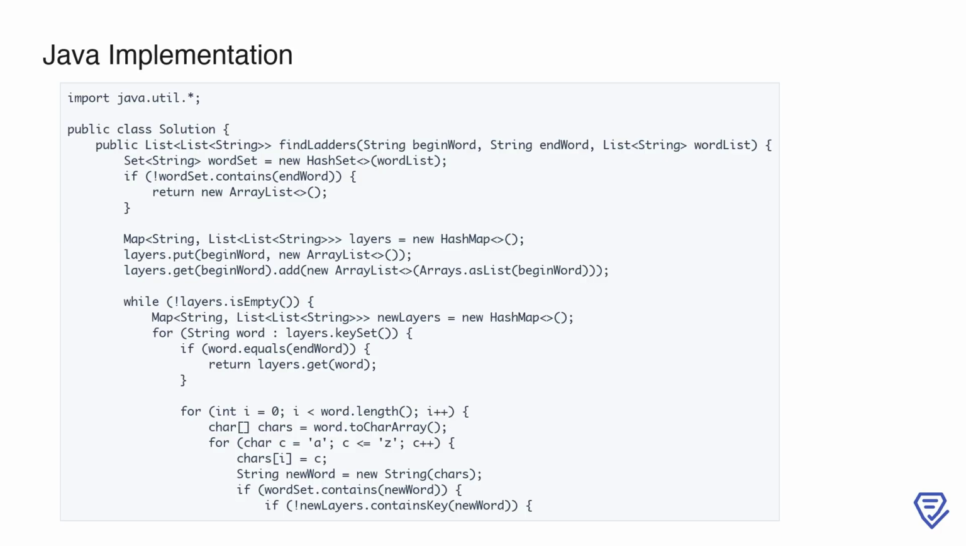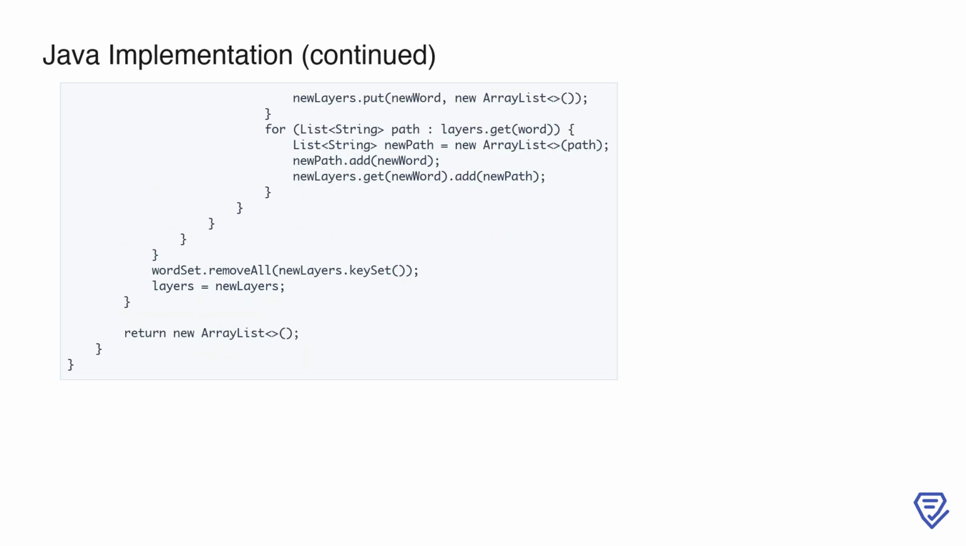If not, we attempt to transform the word one character at a time by iterating through its length and substituting each character with letters from A to Z. When a valid transformation is found, meaning the new word exists in the word set, we prepare to add it to the next layer. If the new word does not already exist in newLayers, we initialize it with an empty list to store its paths. Then, for every path leading to the current word, we create a new path by copying the existing one and appending the new word. This ensures that each transformation step is properly tracked, and the paths are updated in newLayers.